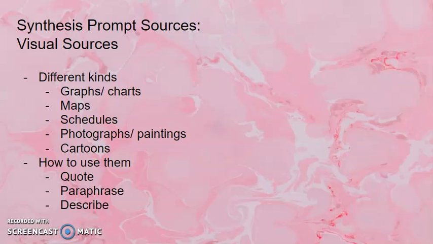Hello, so this video is about visual sources. When you get your sources for the synthesis FRQ, at least one of them is going to be visual in some way. So some examples of different kinds of sources you might encounter. You might have graphs or charts, maybe maps, schedules, photographs or paintings, maybe even a picture of a statue. And cartoons are also something you might see, like political cartoons. So the question is, how do you use these visual sources in a written essay?